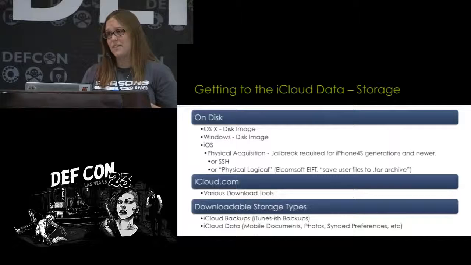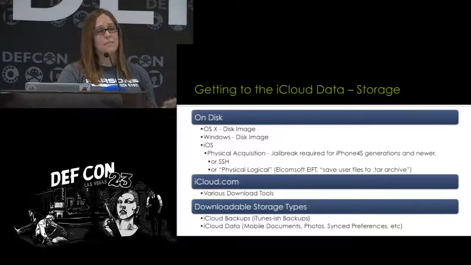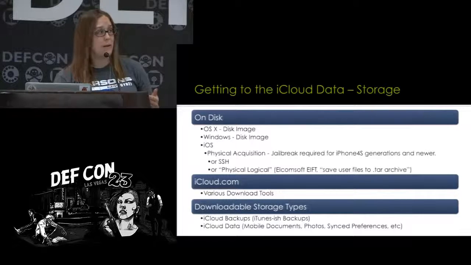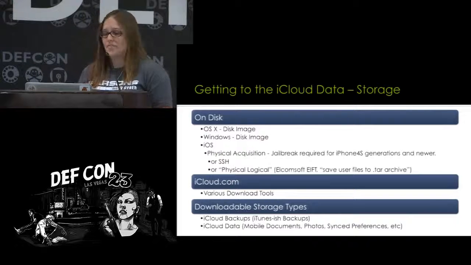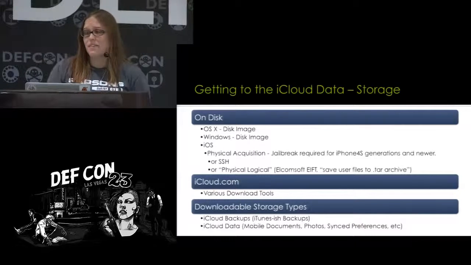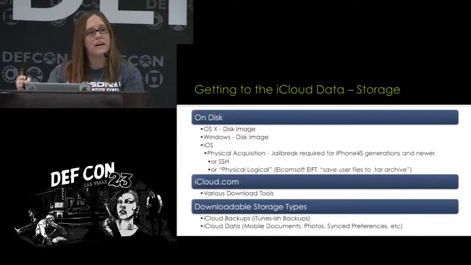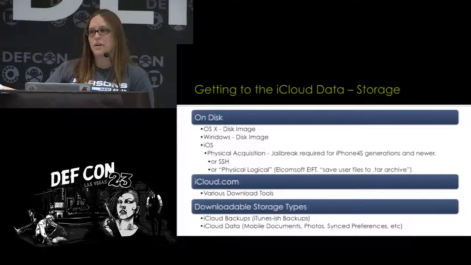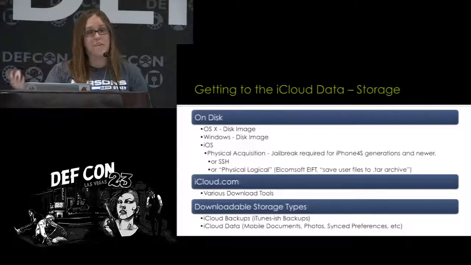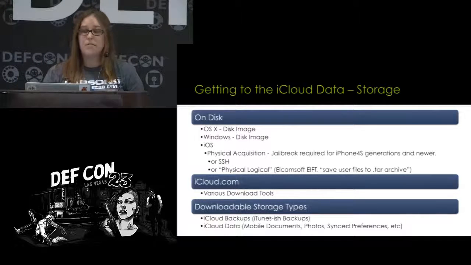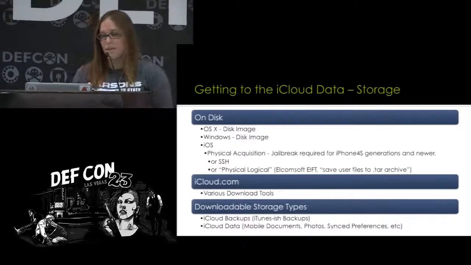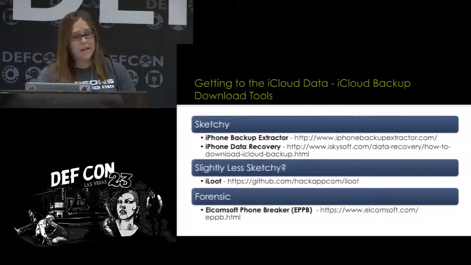We also have iCloud-specific data, so stuff that's not put into the iCloud backups. Things like mobile documents, photos, synced preferences. So I'm going to be pointing these 2 locations out. For instance, with iCloud backups, you might have certain backups, snapshots in time. You might have one from a year ago, and that's definitely going to be different than one that you've done today. So you could have 3, 4, 5, 10 different backup files. So, backup tools.